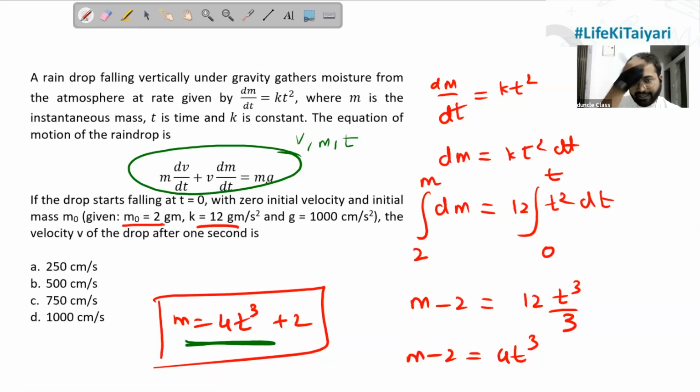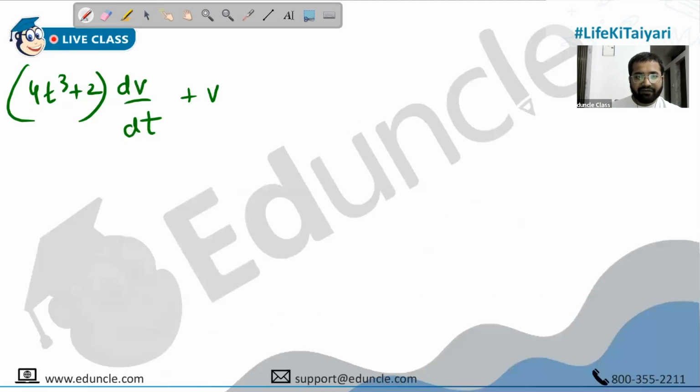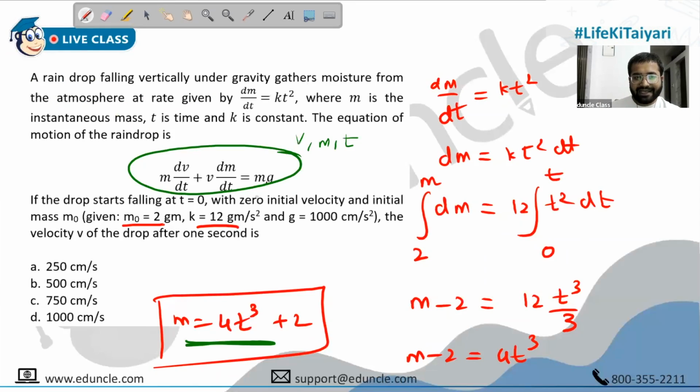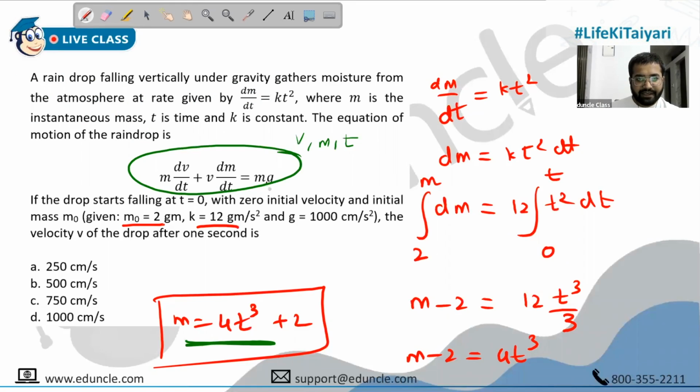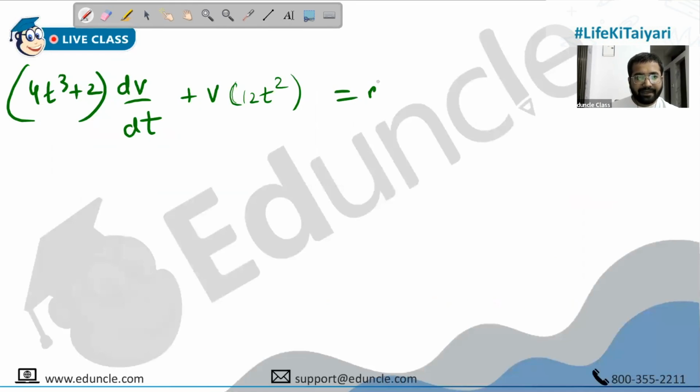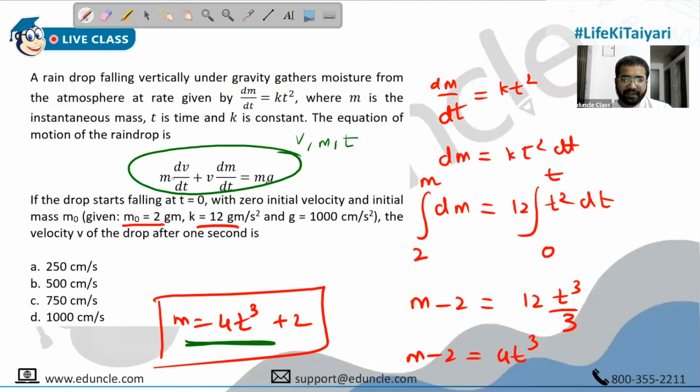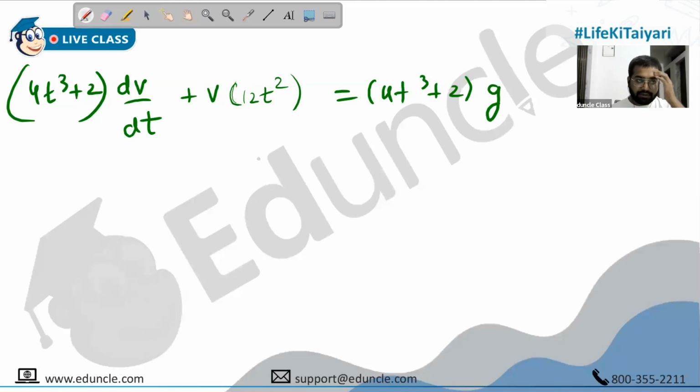Okay, dv by dt plus v into dm by dt. So plus v into what is dm by dt? kt square. K is 12. So 12t square. This is mg. M is 4t cube plus 2. I hope you have understood this. I've just substituted m, dv by dt as it is, v, dm by dt is 12t square, and mg. And now this becomes which kind of differential equation? Linear. You just have to arrange it.